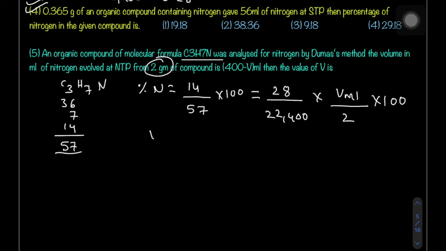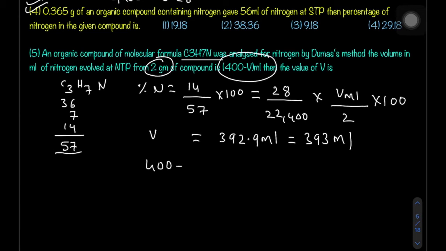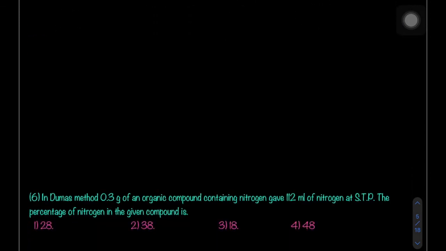Are you getting my point? From here we can find the volume of nitrogen gas in ml, which is 392.9 ml. So this will be approximately 393 ml. But in the question, how much volume of N2 will be liberated? 400 minus V ml liberated, that will be equal to 393. So V is equal to 7. So this is an integer type question, an integer based question.